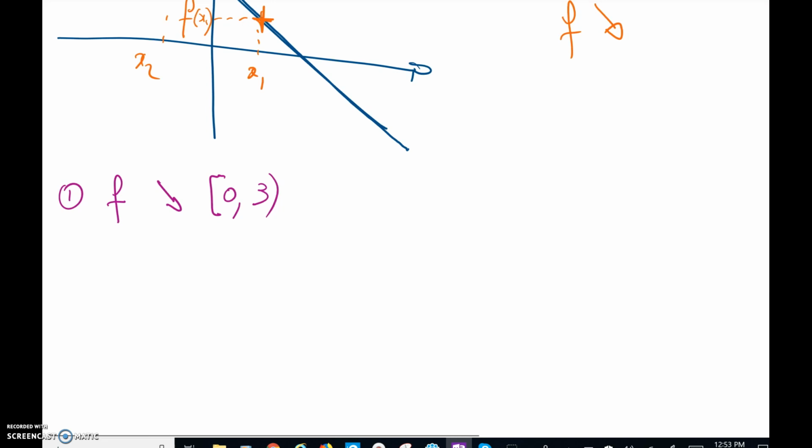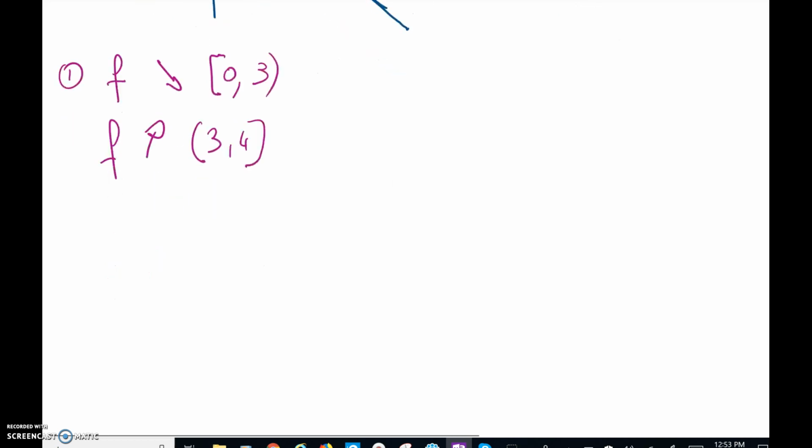Then f is increasing starting from x equals 3, but because there is an open dot, you're going to have a parenthesis, up to x equals 4, with a bracket. And the other one is f is decreasing from 4 to 6, with brackets, because both of them are defined with a solid dot. It's visually easy to define where it is going up and going down.